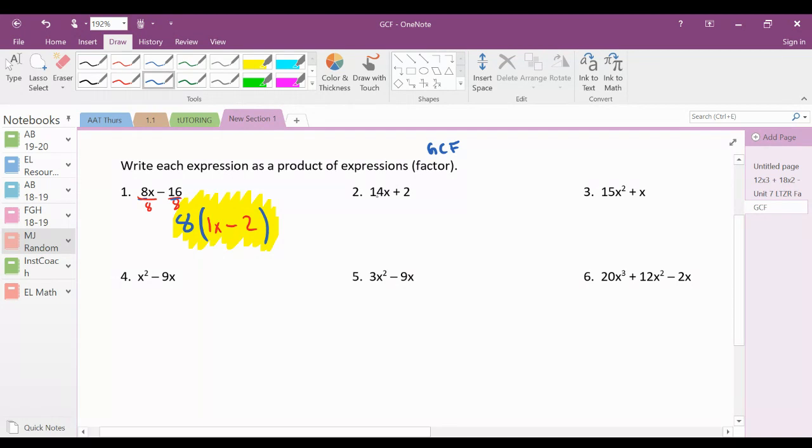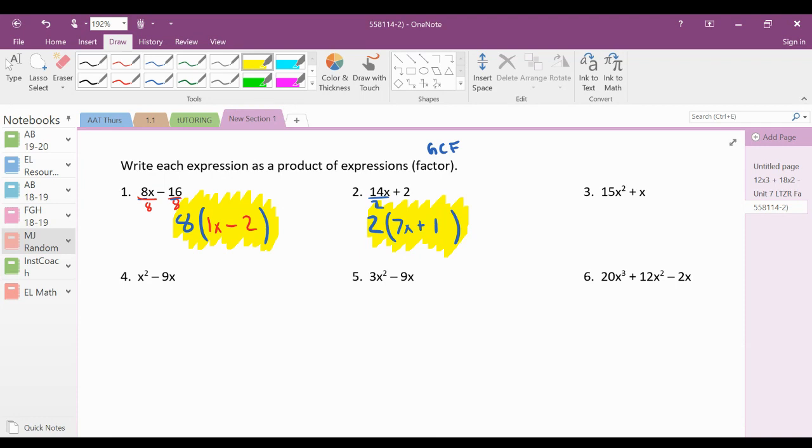Number 2. 14 and 2 are both divisible by 2. I cannot factor out an x, so I'm left with just 2 as my GCF. 14x divided by 2 is 7x. 2 divided by 2 is a positive 1. 7x plus 1 is what's left in the parentheses. The entire answer is 2 times the quantity of 7x plus 1.